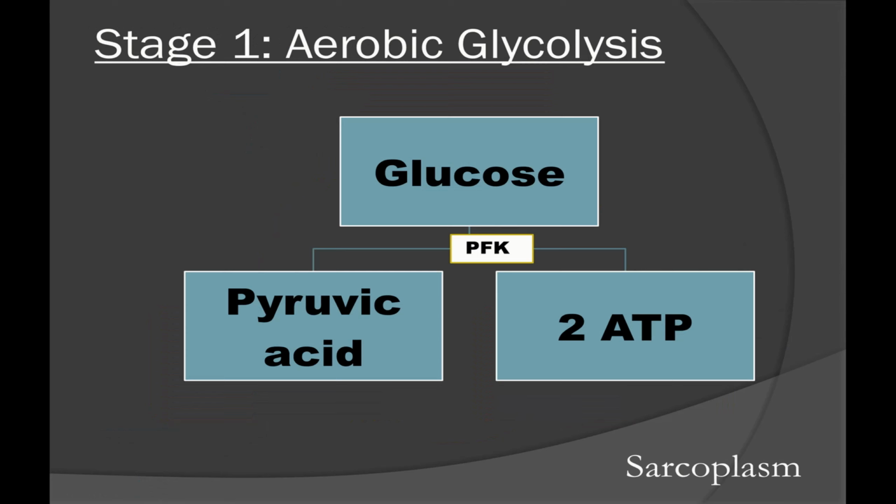So we'd have glucose, which is of course the substrate we're talking about for this energy system. And this will be broken down by an enzyme known as PFK. As we've learned, this is phosphofructokinase. And that breakdown of glucose produces and resynthesizes 2 ATP in the sarcoplasm.